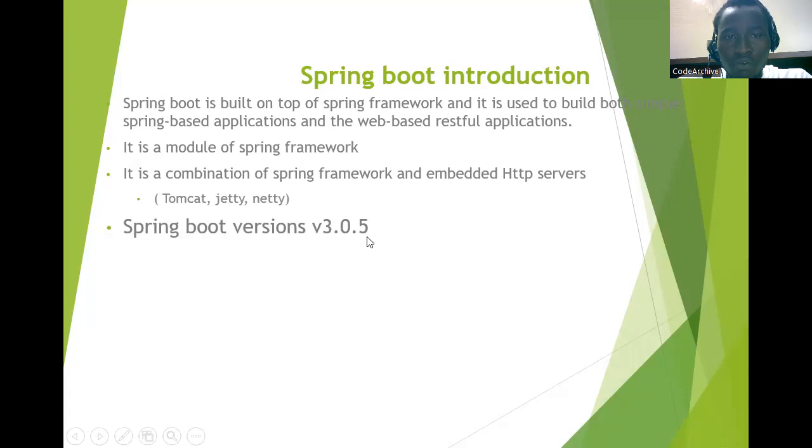Spring Boot has also evolved from version 1, the first version of Spring Boot, to the current version, which is version 3.0.5. So this is the current stable version of Spring Boot.